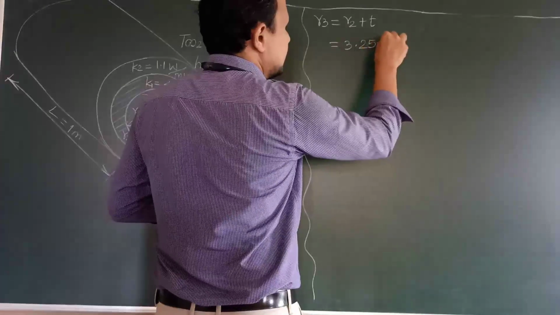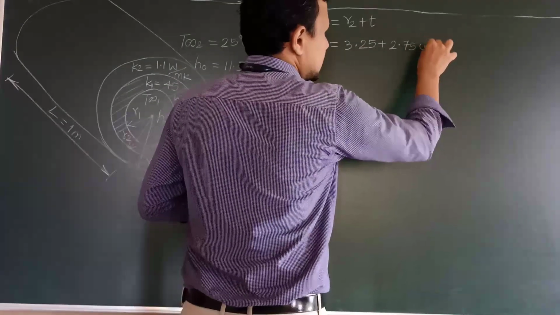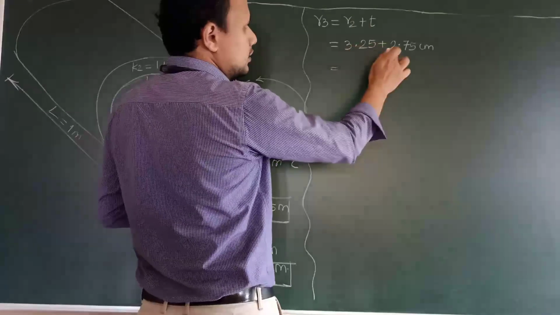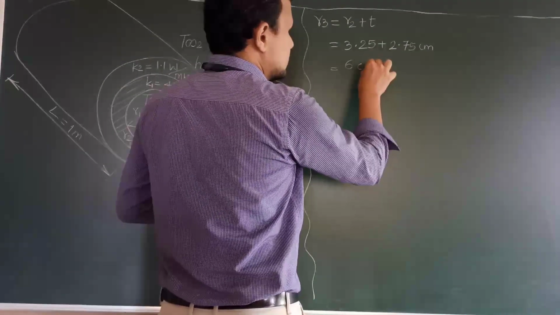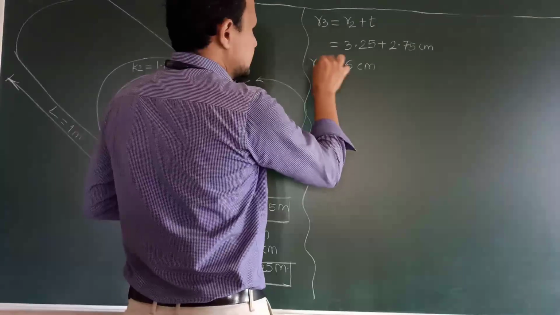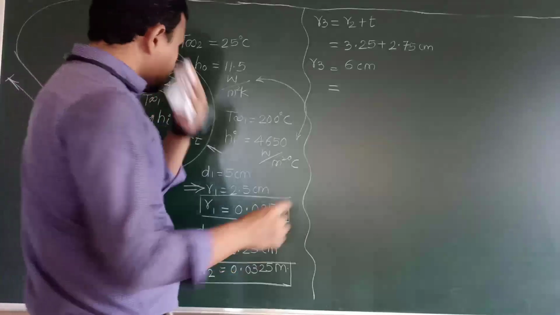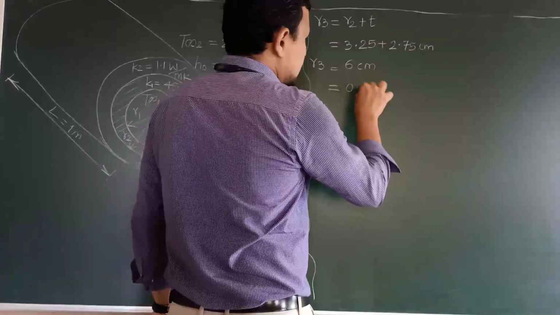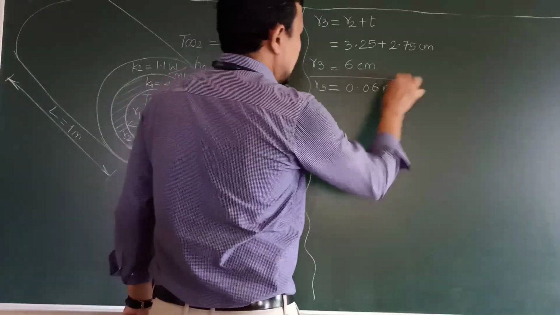Just for the sake of simplicity, we are doing this, plus 2.75 centimeter. So 3 and 2.75, and this becomes 1 centimeter. So this is equal to 6 centimeter. That is equal to R3. We have to convert it into meter. So it gives you 0.06 meter. That is equal to R3.